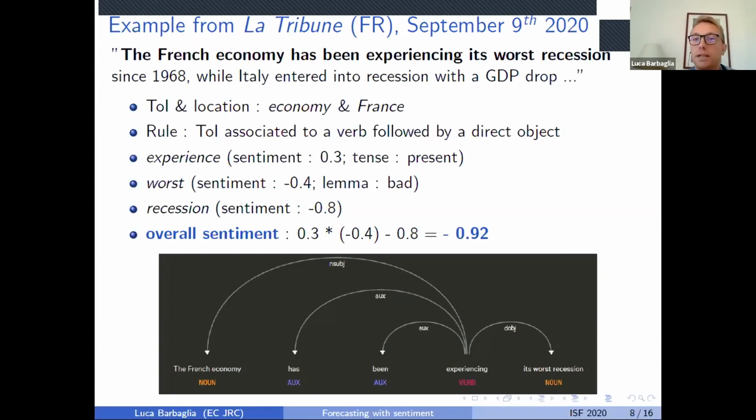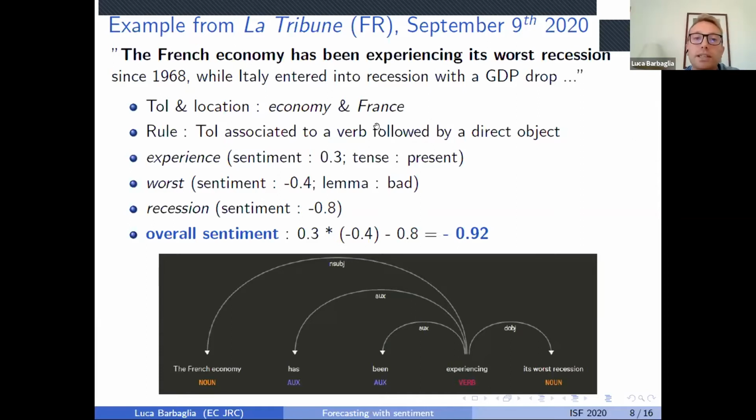And we'll identify a specific rule, a semantic rule. In this case, the rule is that the token here is associated to a verb followed by a direct object. This is a very simple rule, of course. We have also more complicated ones and combinations of those rules in our algorithm. So given that it identified the rule that is of interest here and that is characterizing the token of interest, we can attach a sentiment using our dictionary on to all the words in the sentence.